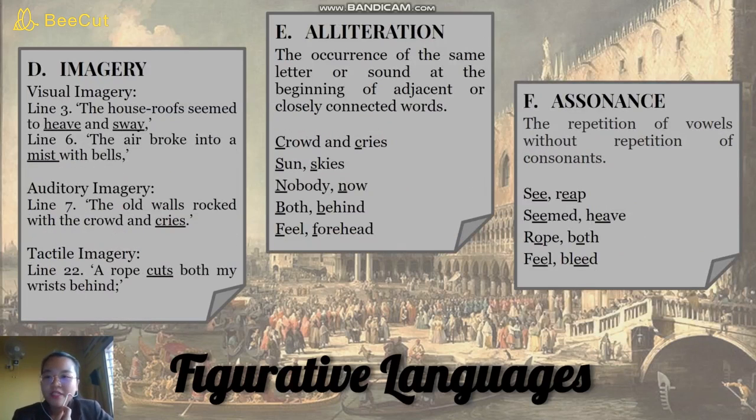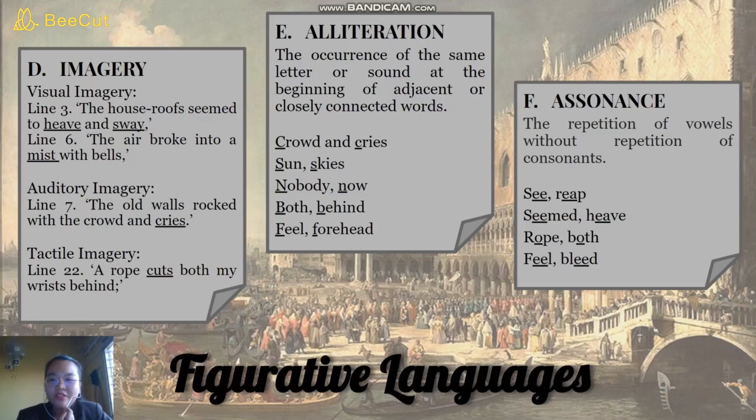Okay, number 4, imagery. Here I provide a few examples of imagery from the poem. Firstly, visual imagery, also in line 3: the house roof seemed to heave and sway because there are so many people over each other. They were all climbing here and there. They were pushing each other. You can see the kind of view. You can imagine being there, seeing everyone so excited.